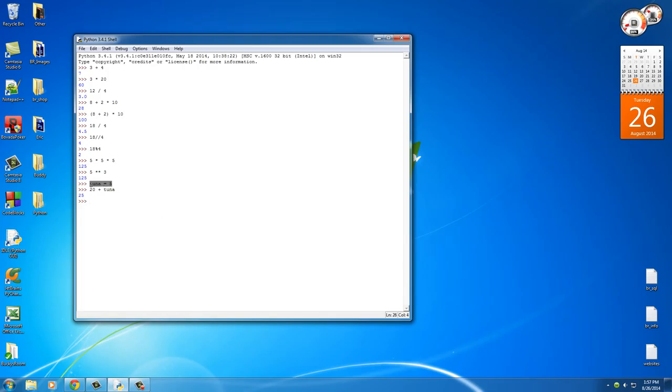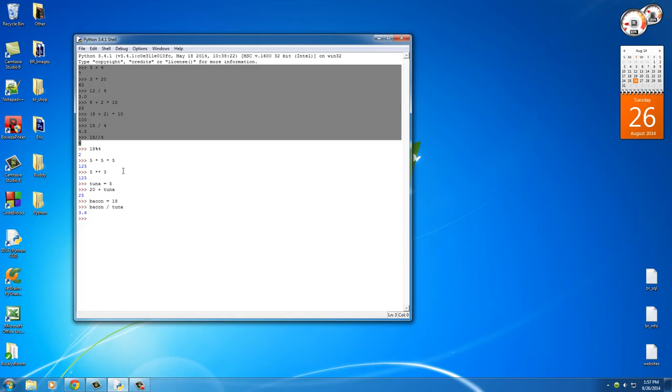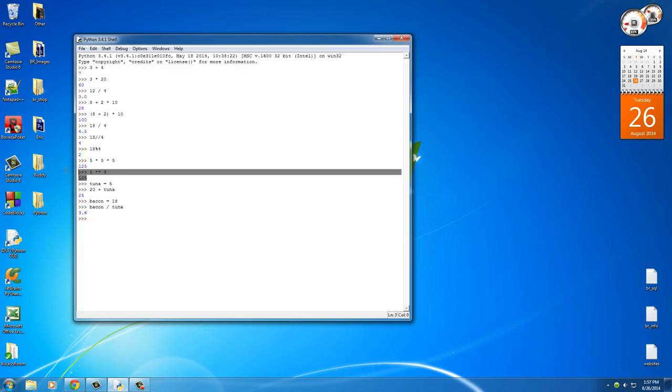Now you can actually use all variables in your equation. So if you have tuna equal to 5 and bacon equal to 18, then what you can do is put bacon divided by tuna, which is pretty much saying, okay, 18 over 5, and that is 3.6. So if you guys ever wanted to know what bacon over tuna is, it is 3.6. Pretty interesting. But now we know the basic math operators, also some cool extra things like exponents and stuff, and also how to divide bacon over tuna.